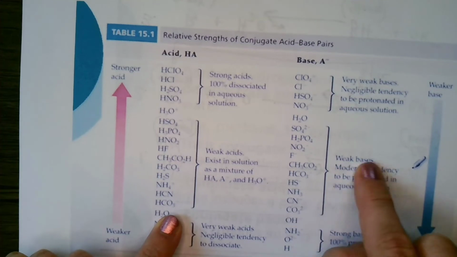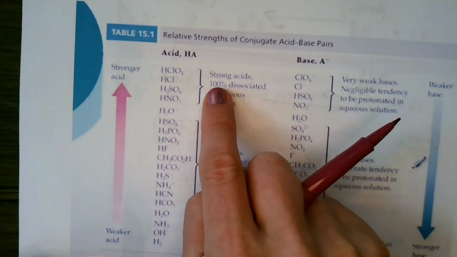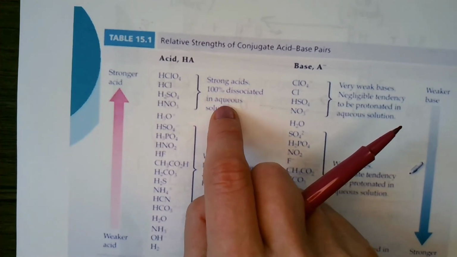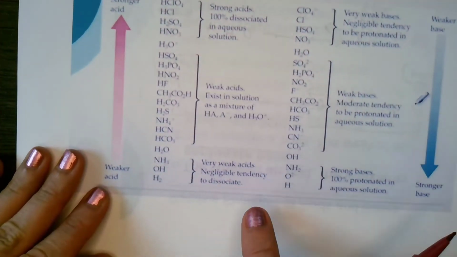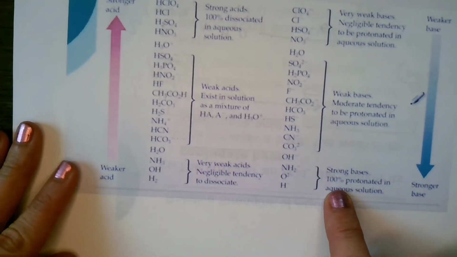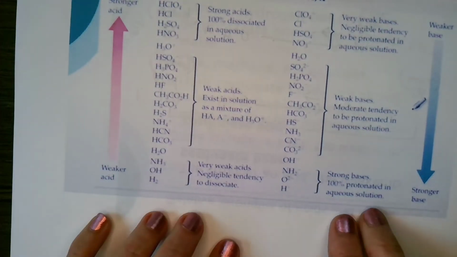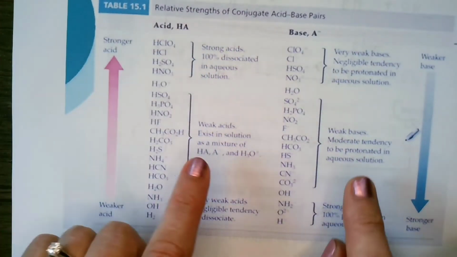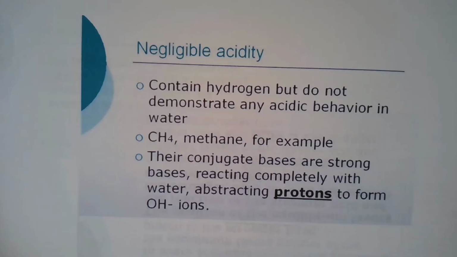If we were to just go back and look at that last bit, when we have weak acids and weak bases, this is where we're able to set up those equilibriums. We have strong acids, they're going to 100% dissociate. We don't have the equilibrium set up. Same with strong bases, they're going to be 100% protonated in an aqueous solution. We don't have the equilibrium with the strong acids and the strong bases, but we do for this whole middle part.